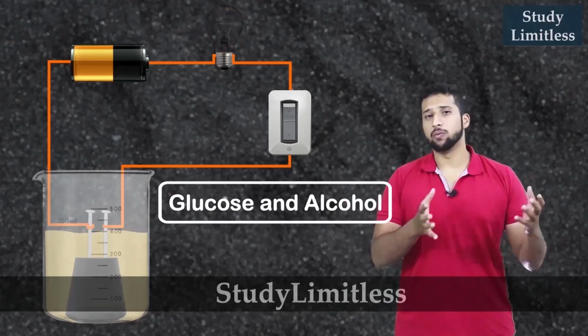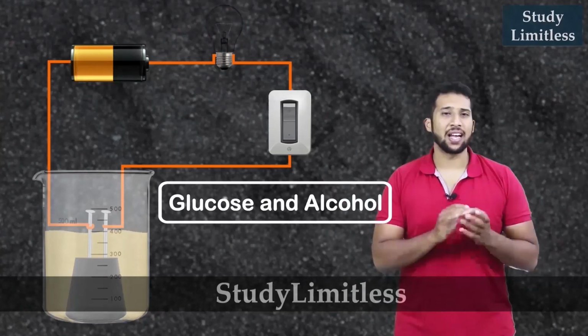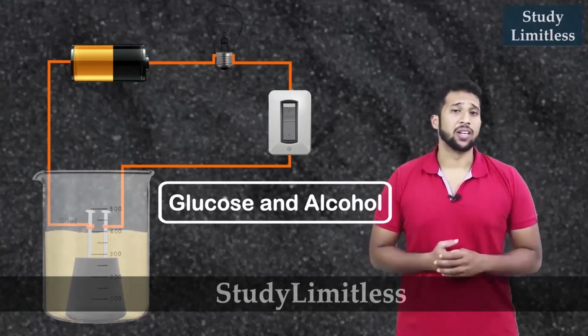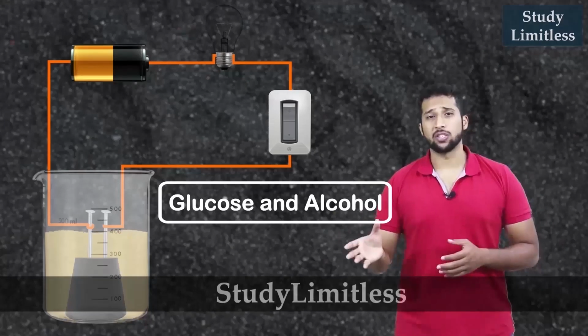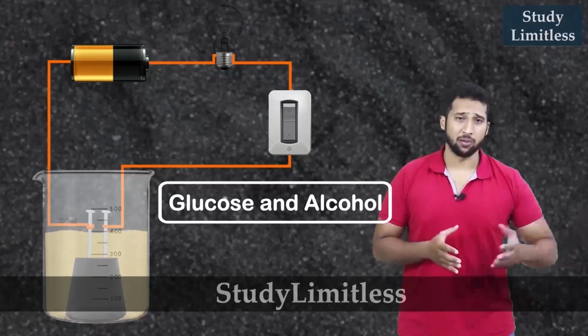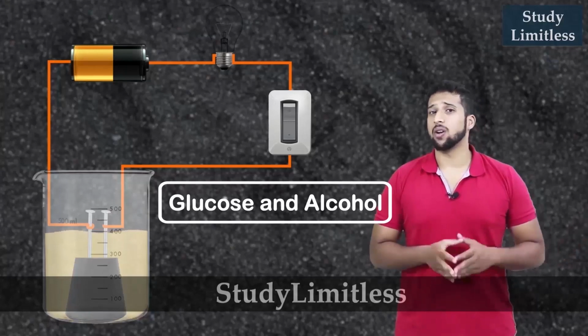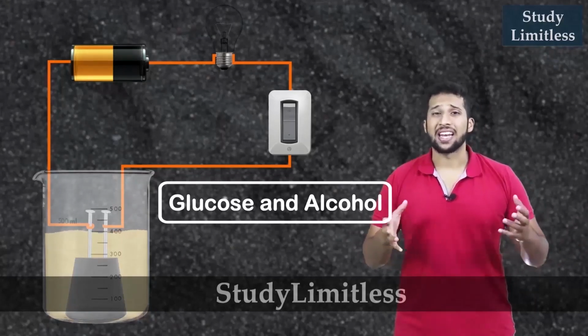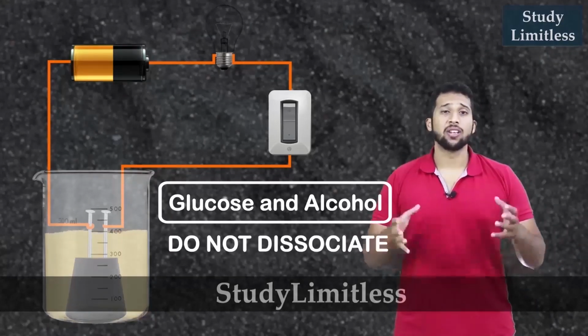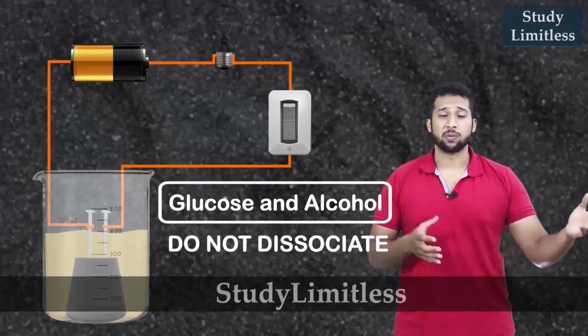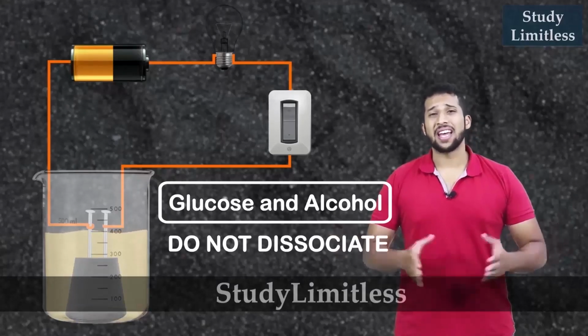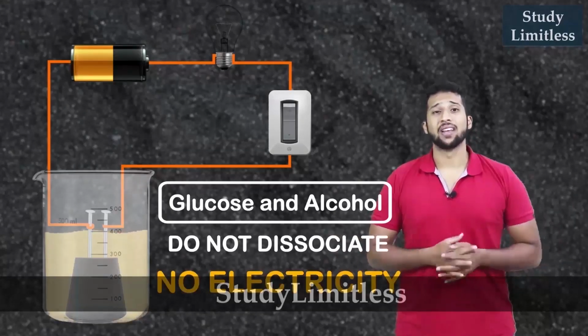Now let's move on and talk about glucose and alcohol. Even though they both have an OH in them and some hydrogens, they are not acids and bases, and hence they cannot dissociate into H plus and OH minus, and hence we do not have electricity which is conducted.